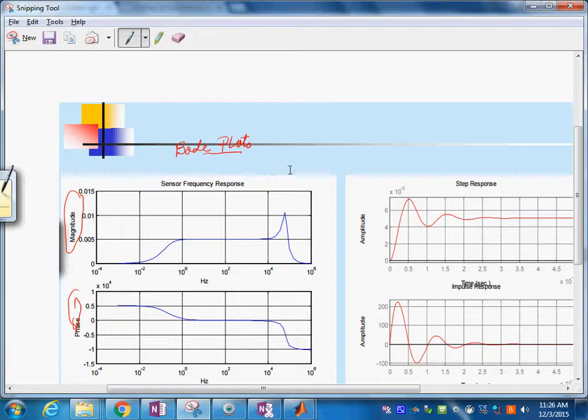But this one, if I test the system with the step response, this is the step response of the system. Or if I test it with an impulse response, this is what it is. So the question now is, how do I get these Bode plots, and how do I get this step and impulse response? So this one was the impulse response.